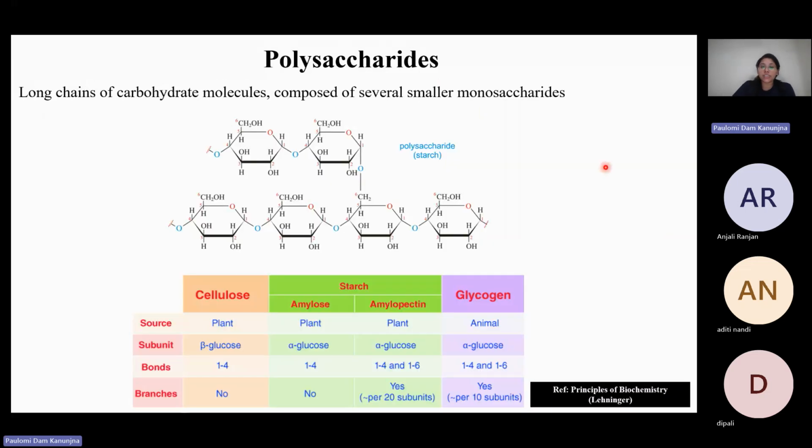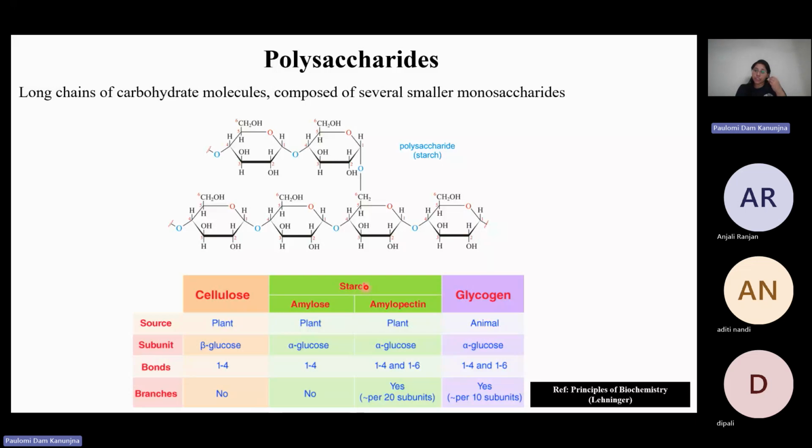Lastly, we have also looked into polysaccharides. So we have this long chain of carbohydrate molecules. They can be linear, they can be branched, they can have alpha 1,4 linkages, they can have alpha 1,6 linkages. We have seen this in cellulose, glycogen, and starch. Cellulose you generally find in plants. There you have beta glucose as the monomeric unit, bound to each other by 1,4 linkages, but there is no branched structure.